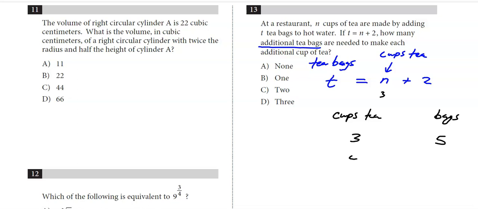So let's do an additional cup. If I put 4 in there, well, I just get 6. So it kind of looks like for every single additional cup of tea, you got 1 additional tea bag. Correct answer is B. I think they try to trick you.